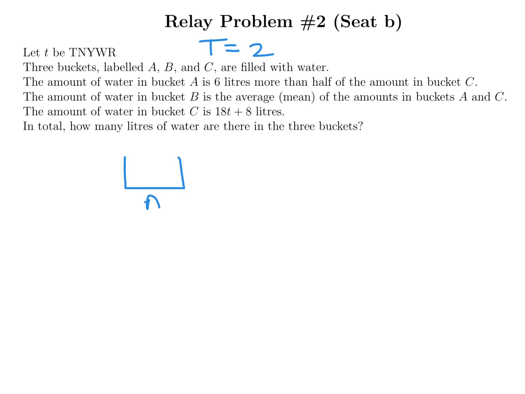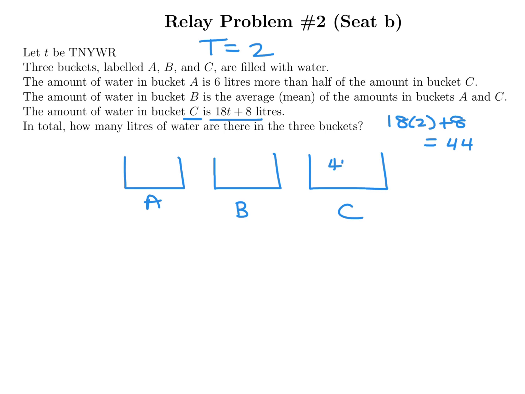Okay. A lot of wording there. Let's figure this out mathematically. So first I'll do C because that's easiest. 18T plus 8, right? So that'll be 18 times 2 plus 8. So that's 36 plus 8, which is 44. So there's 44 liters of water.